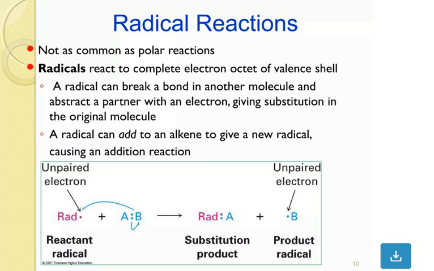Now, radical reactions are not as common as polar reactions. Radicals react to complete the electron octet of the valence shell. A radical can break a bond in another molecule and abstract a partner with electrons, giving substitution in the original molecule. A radical can add to an alkene to give a new radical, causing an addition reaction. So, unpaired electrons: you can see the radical and the A and B reactants. It gave radical A, the substitution product, and a product radical with unpaired electrons.